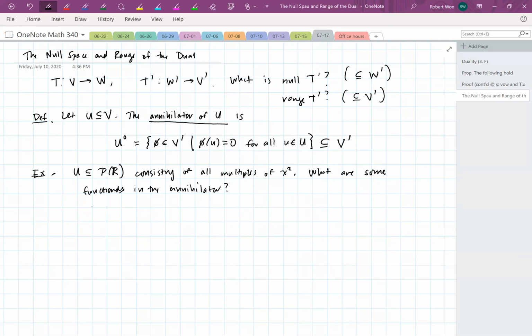Okay, so one example is evaluation at 0, right? We said that this was a functional on P of R. This goes from the set of polynomials to R, and all it does is it takes a polynomial and evaluates it at 0. But if we take a polynomial that's a multiple of x squared, so it's x squared times some polynomial q, and we plug in 0, we get 0 squared times q of 0, which is 0. So this functional vanishes on every element of U. So this is an example of something that's in the annihilator of U.